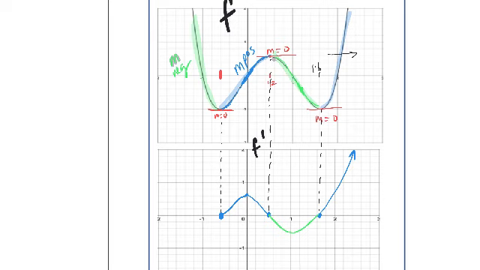And then to the left of this negative 0.6 here, to the left of that x value, I have very negative slopes, and they get less and less negative as I come in to x equals negative 0.6, where I have a 0 slope. So that's kind of the thinking on these questions. We'll quickly do the last two.